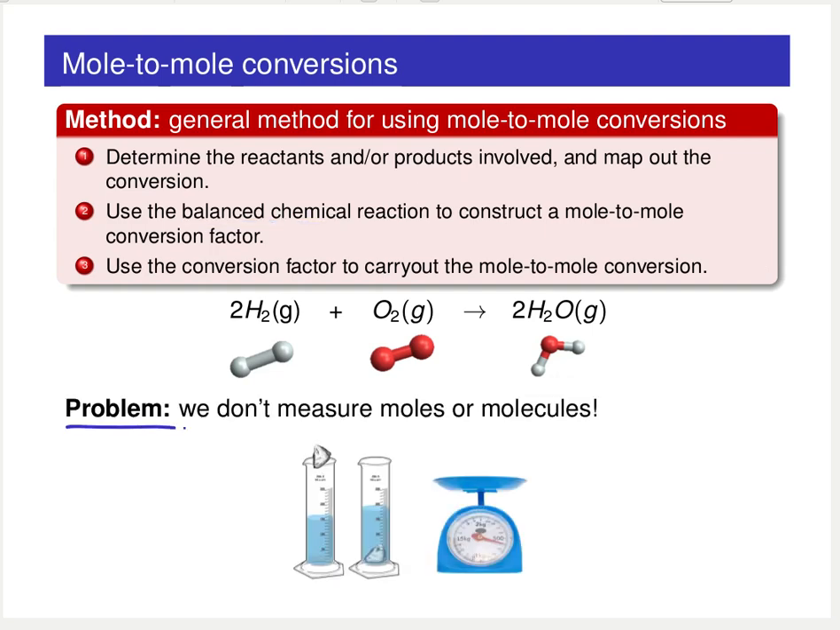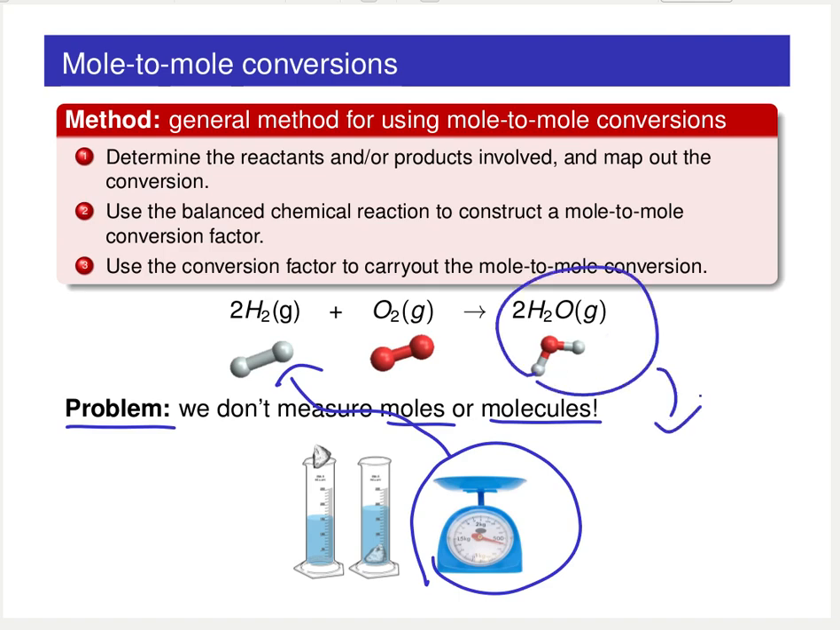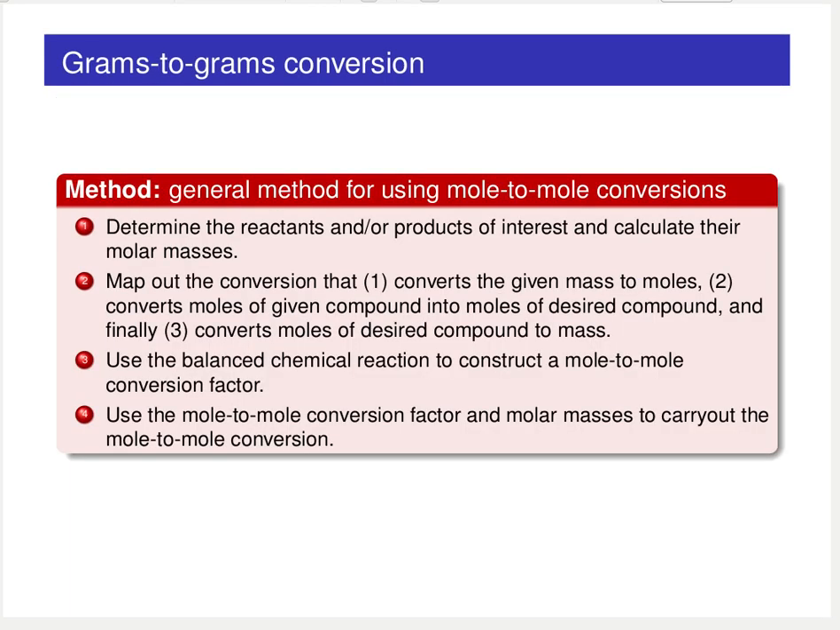Okay, so this seems great, but we run into a problem as soon as we go into the laboratory. When we are in a laboratory setting, we don't measure individual molecules. We don't even measure moles. There's no mole counter in the laboratory. What we measure are volumes or masses. And so if we are, for example, given the mass of a certain one of these reactants, and we want to figure out the mass of product that we are going to form at the end of the day, then this method up here is going to have to be extended. But the good news, the basic outline will remain the same.